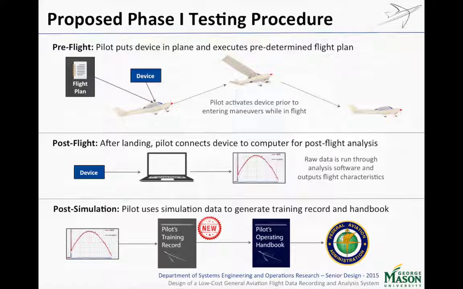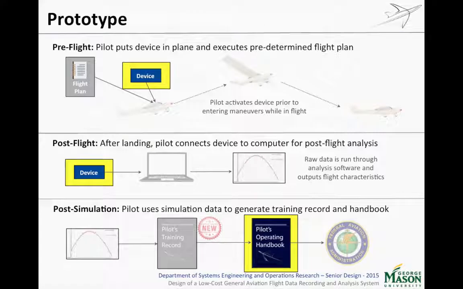In addition to adding safety and automating this process for these pilots, it also streamlines the process of submitting this Phase 1 testing paperwork to the FAA for approval. Today, however, we'll be focusing in on a couple subsets of this system. One of which is the device subsystem, where we'll be trying to determine our requirements for such a device, and the other is our pilot's operating handbook, which we'll begin with.